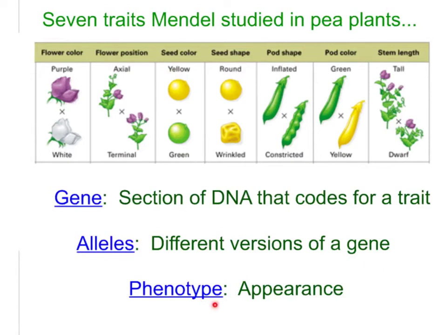Now let's look, what's this word, phenotype? It sounds scary, but it's really not. Remember, phenotype is the appearance. It's what it looks like, what you can tell on the outside. For example, the phenotype of this flower is purple. The phenotype of this seed is green. It's a green seed. That's its phenotype. It's what we're seeing on the outside. We're not looking into its genetics. We're looking at its appearance.